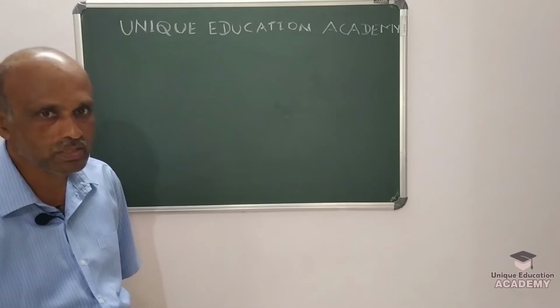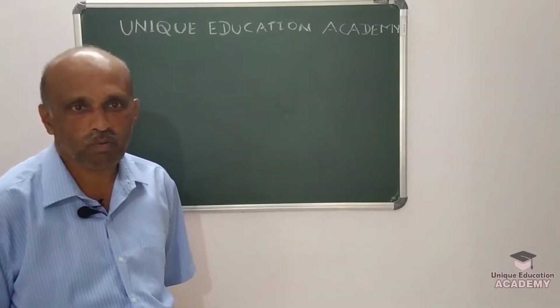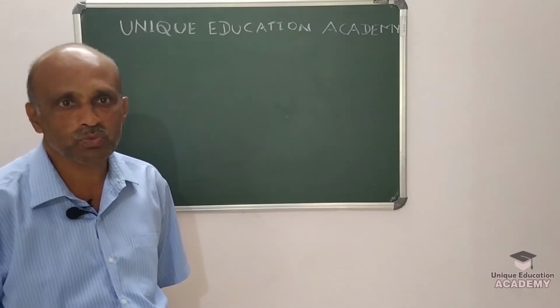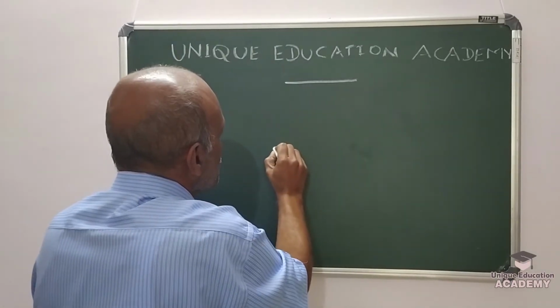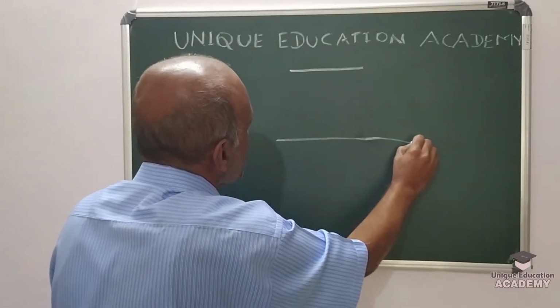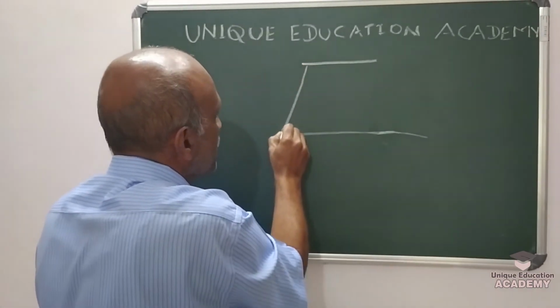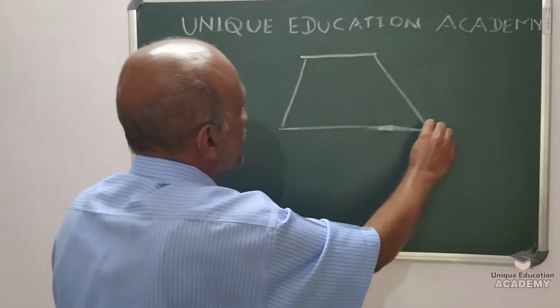First we will understand what a trapezium is, what its properties are, and what formula is used to find the area of the trapezium. So a trapezium is basically a geometrical figure bounded by four sides. These are the four sides of a trapezium.